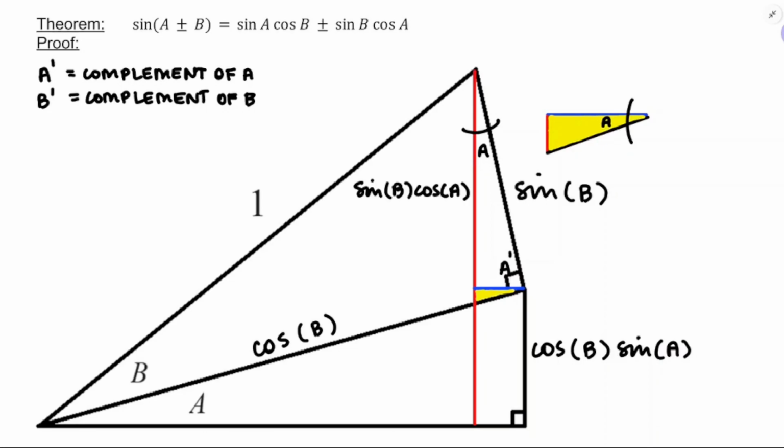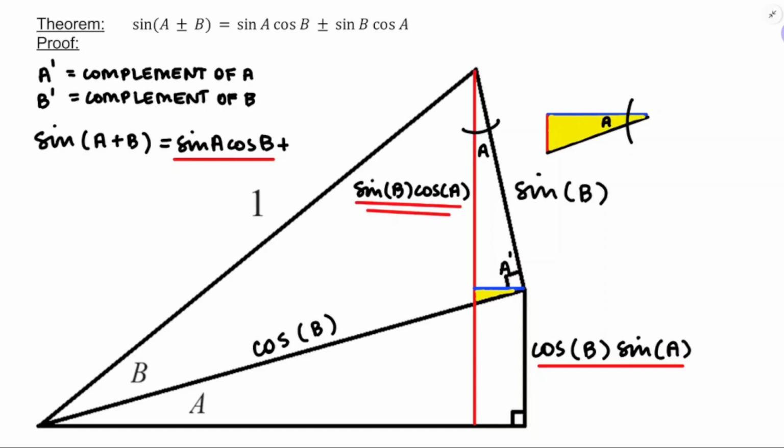And once I get that, I've pretty much got what I need, because I'm just going to add the two pieces of red together to get the full length of the red line. So I'm going to say sine of A plus B, that's the length of the red line, is going to equal this first piece plus the second piece. And if I actually just write it out, that's what I'd set out to show in the first place. So that's the angle addition formula for sine.